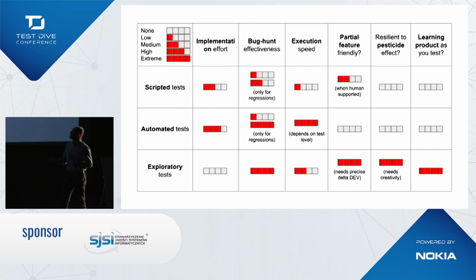For exploratory testing, it is actually not the case. It is extremely feature-incomplete friendly, but it needs absolutely perfect, I would say, information about the delta of the development. If you do not know what has changed, it will behave the same as scripted tests. So this is not extreme, it is medium.